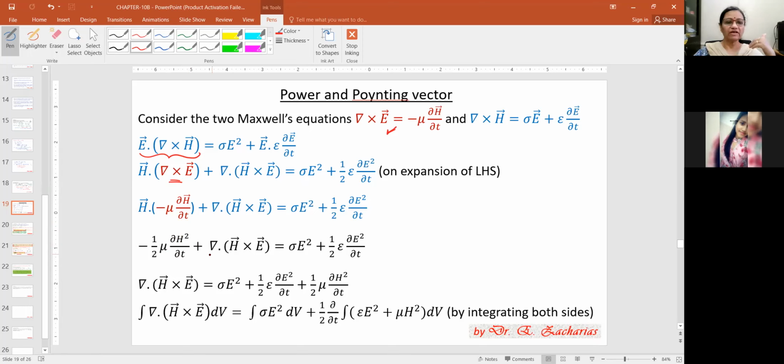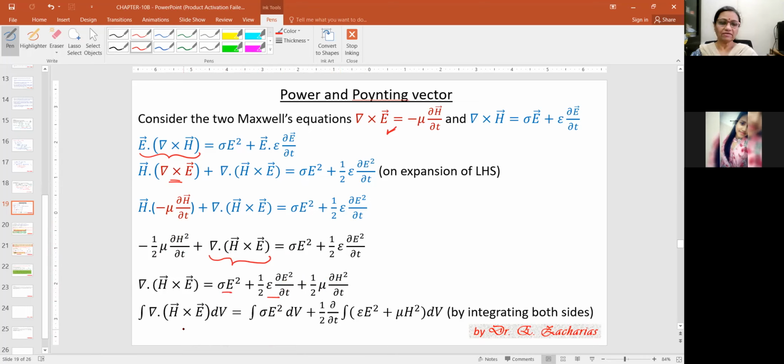Okay, now what we do is retain only this term on the left hand side, and take everything else to the right hand side. When you take everything else to the right hand side, you see what you're getting. Sigma E square, half epsilon dou E square by dou T. Okay, and next thing is half mu dou H square by dou T.